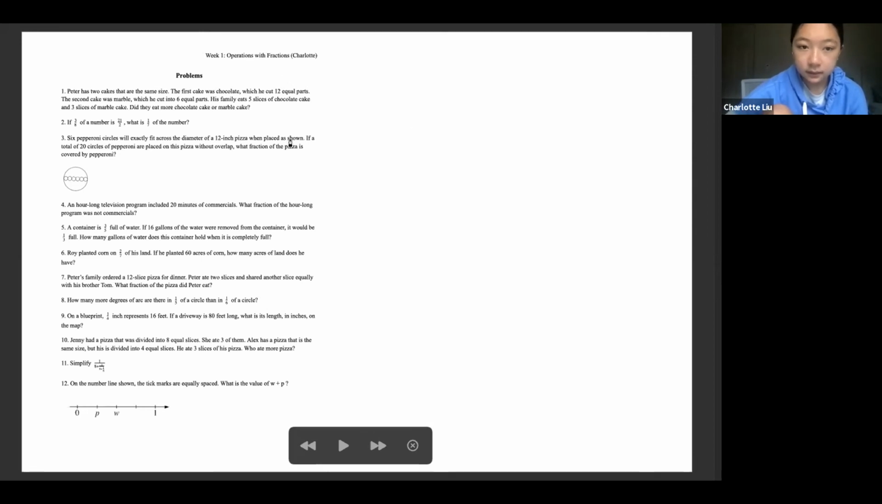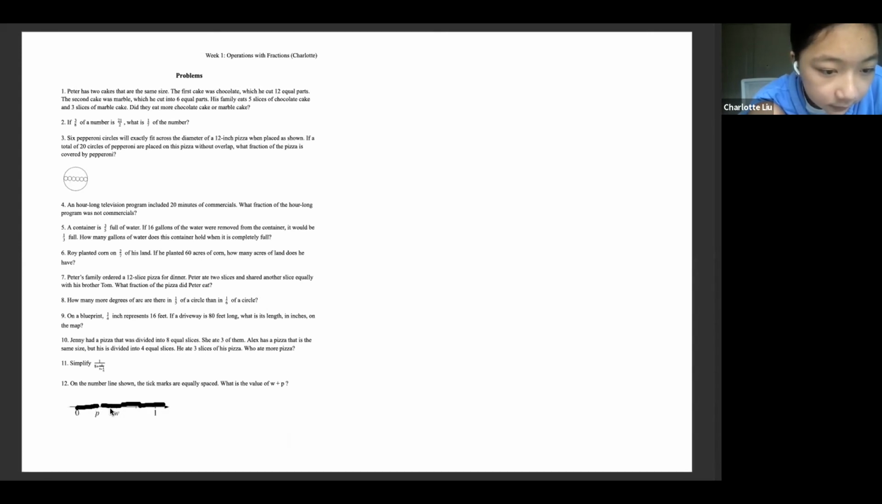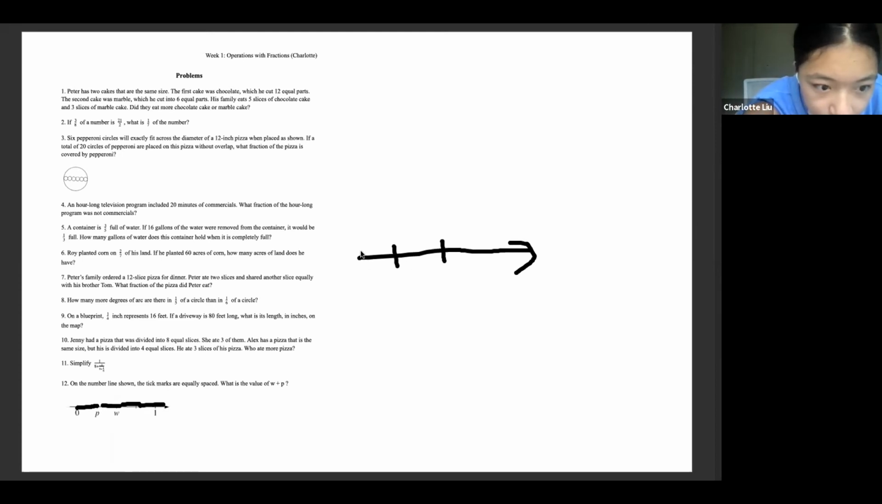Okay, so I'm just gonna quickly explain this question. So basically, there's 4 segments here. 1, 2, 3, 4. So that means each of the segments would be 1/4. So this would be 0. This would be 1/4. 2/4, which is equal to 1/2. 3/4, and over here it'd be 1.